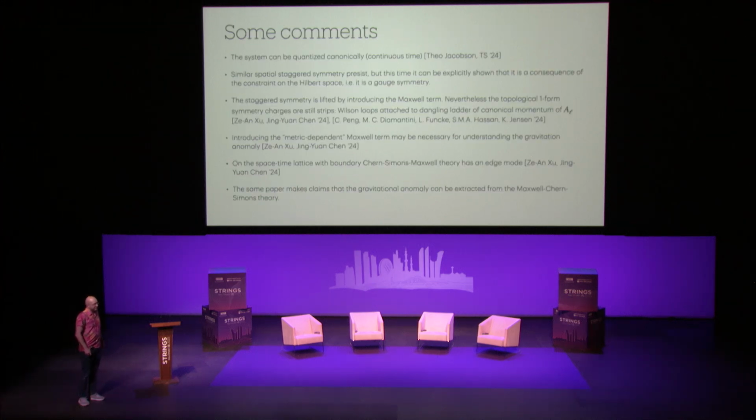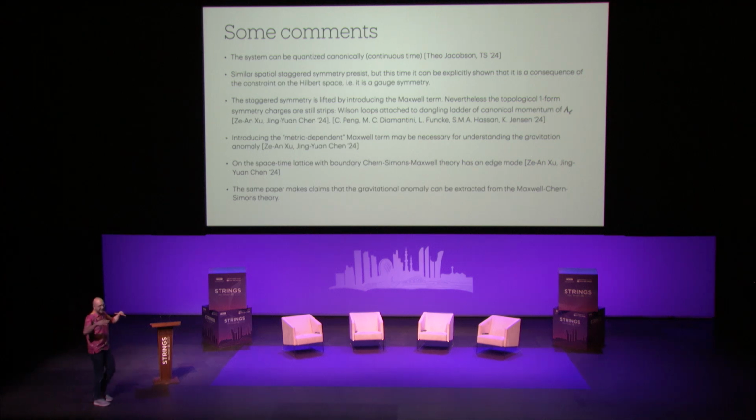So let me summarize with some comments before I conclude. So the system can be quantized also canonically. We did this in a different paper, me and Theo. And still a similar staggered symmetry persists, but in the Hamiltonian formulation, it actually is connected to a constraint. So it really should be interpreted as a gauge symmetry, okay, which forces Wilson loops to vanish. It's an exact gauge symmetry. It's an exact constraint on the Hilbert space in the Hamiltonian formulation.